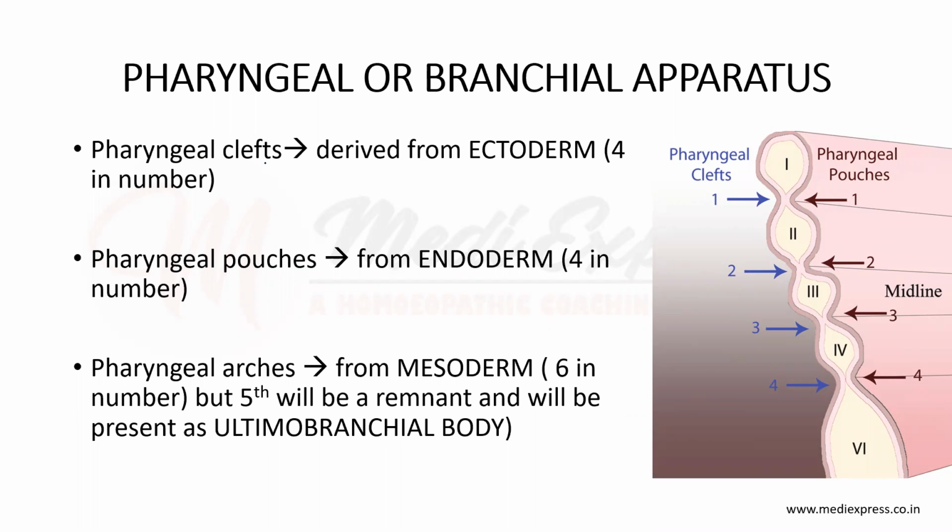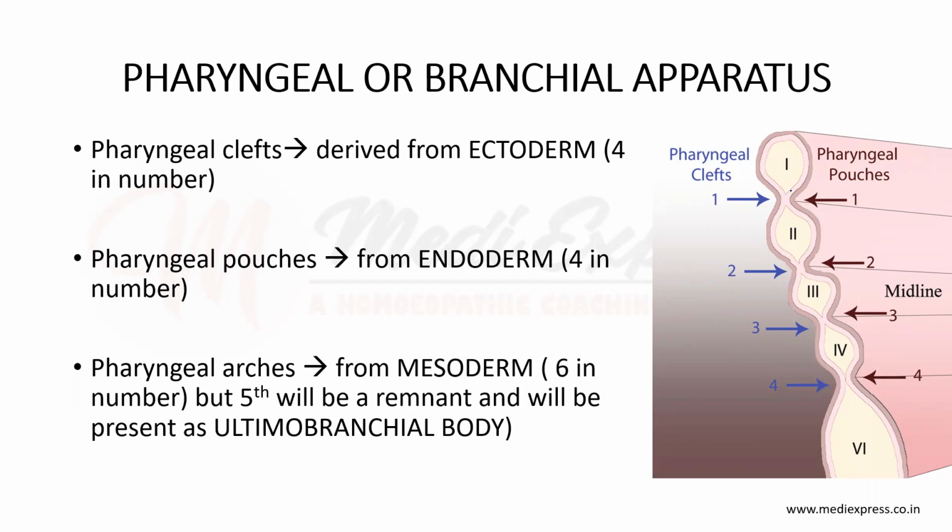Now we have pharyngeal clefts over here, and we have pharyngeal pouches. And these are the arches. Remember, we have 1, 2, 3, and 4. After that, the fifth one is not there; we directly go to the sixth. But the fifth will remain as a remnant and will be present as the ultimobranchial body. Now we have 1, 2, 3, and 4 pharyngeal clefts, and again 4 pharyngeal pouches.